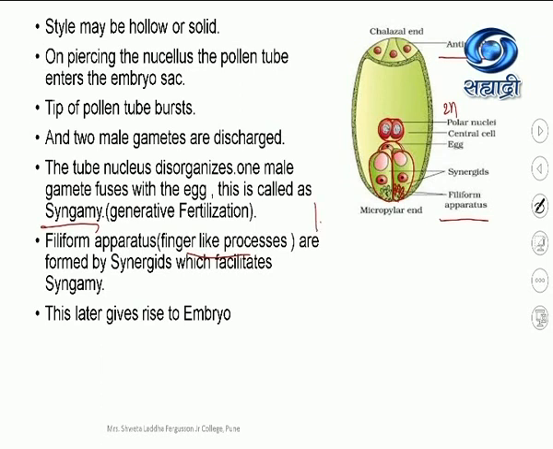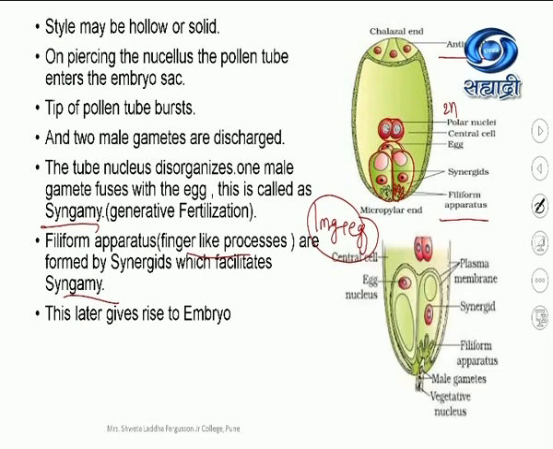I repeat, when the first male gamete fuses with the egg, what is it called? It is called syngamy, or which fertilization? Generative fertilization. And what is the result of syngamy? It will give rise to the embryo. Look at this picture: how the pollen tube is reaching, how the finger-like processes, the filiform apparatus, are formed in the synergids, and how they are guiding the first male gamete towards the egg so that syngamy can occur, which will give rise to the embryo.